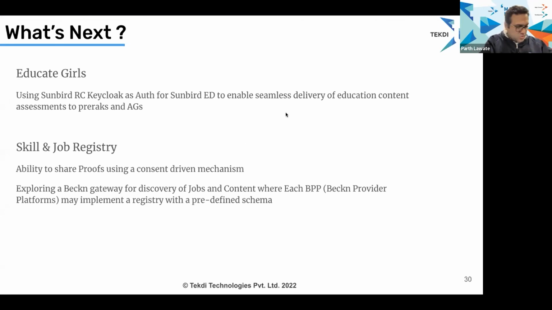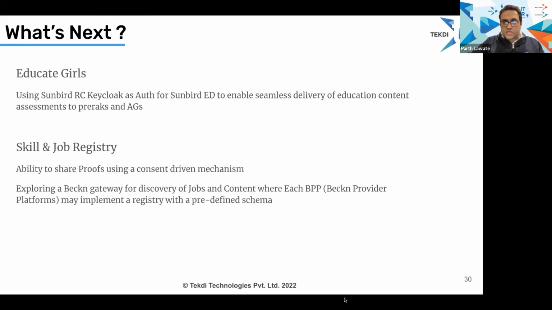Yeah. So these are some of the things that we expect to do with Sunbird RC in the upcoming days. One thing is that for Educate Girls, we expect Sunbird RC's Keycloak to be used as auth for Sunbird ED SaaS. So there can be a single sign-on between RC and Sunbird ED SaaS, so that the prerequisites and the students can log into respective Sunbird ED instances, and the assigned learning paths can be delivered easily to them.